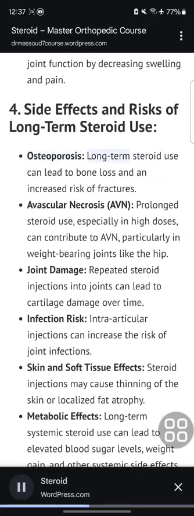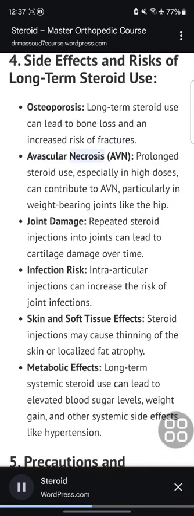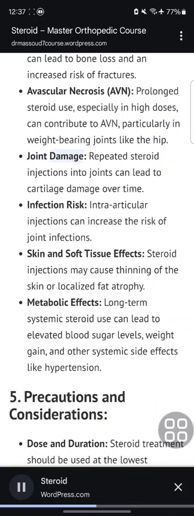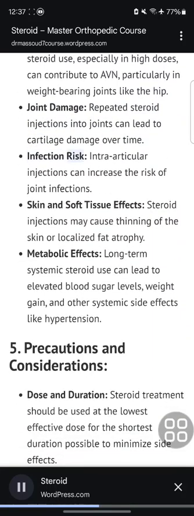Osteoporosis. Long-term steroid use can lead to bone loss and an increased risk of fractures. Avascular necrosis, AVN. Prolonged steroid use, especially in high doses, can contribute to AVN, particularly in weight-bearing joints like the hip. Joint damage. Repeated steroid injections into joints can lead to cartilage damage over time. Infection risk. Intra-articular injections can increase the risk of joint infections.